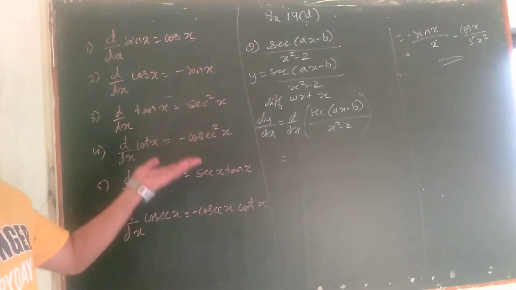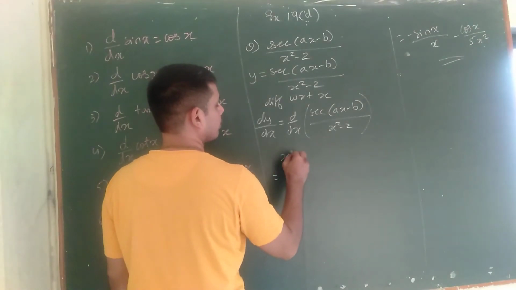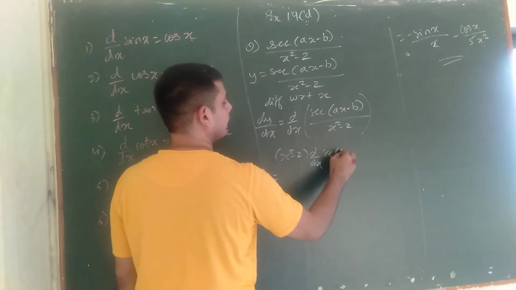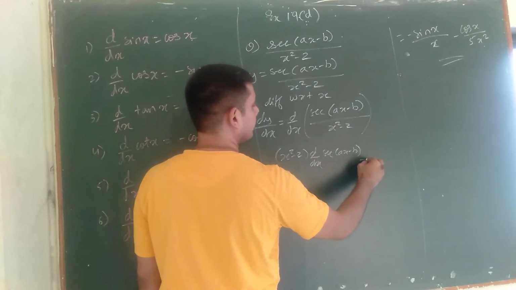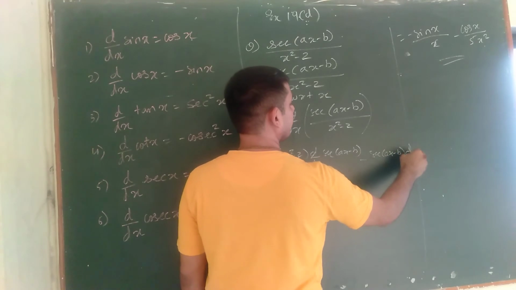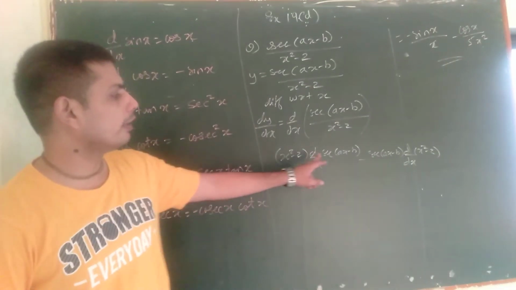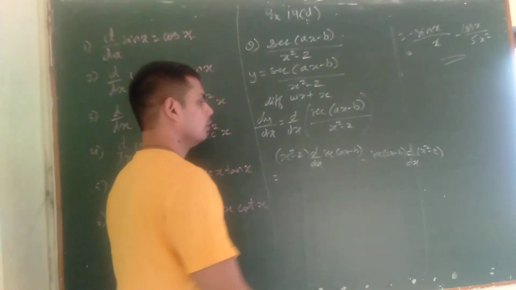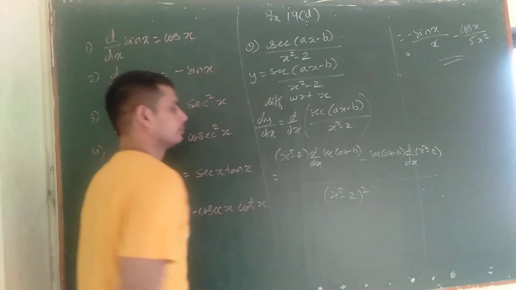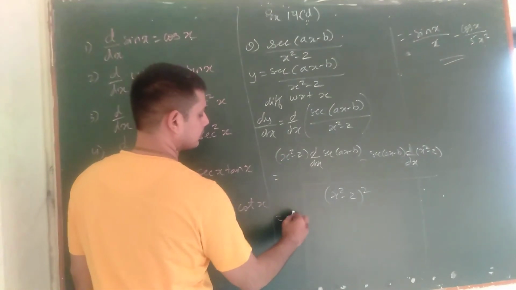So what I have to do, I'll apply the u by v rule, and according to that it is x square minus 2 into the derivative of the numerator, which is sec(ax minus b), minus the numerator, which is sec(ax minus b), into the derivative of the denominator. Okay? V into derivative of u minus u into derivative of v, whole upon v square.